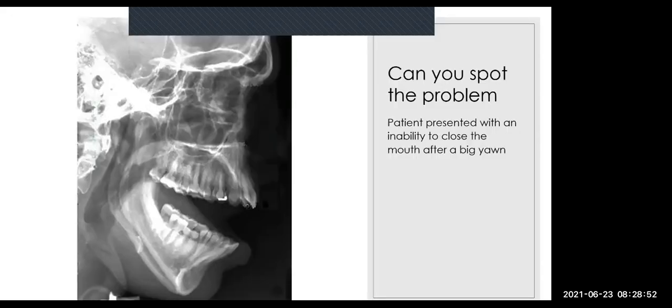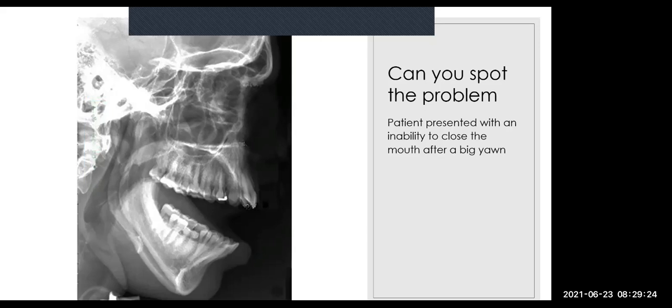All right. Can you see what's the problem? This is not a difficult one. This week I'm not trying to catch anybody out. It's just a bit of a fun presentation, to get an idea of how certain things are done. So this patient presented with an inability to close the mouth after a big yawn, and this is the X-ray that you get. So what's the problem? Even if you didn't see the X-ray, you should know. Dislocation, very good, dislocation of the jaw.